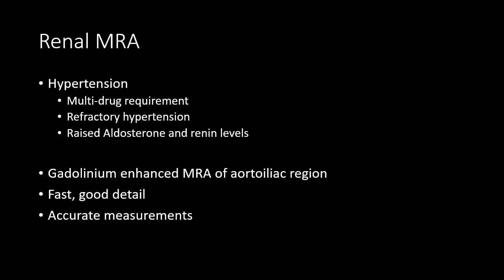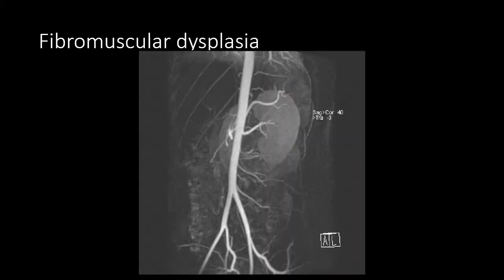Now, renal MRA is performed primarily for hypertension, either where there's multiple drugs used or there's a high aldosterone and renin levels. And we primarily use gadolinium enhanced MR of the aortoiliac region. It's pretty fast, it provides very good detail for highly accurate measurements of the renal arteries and any stenoses.